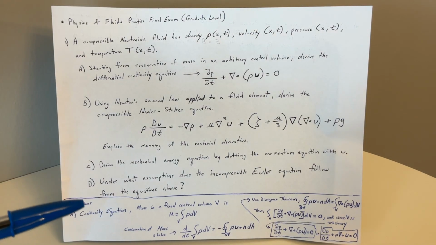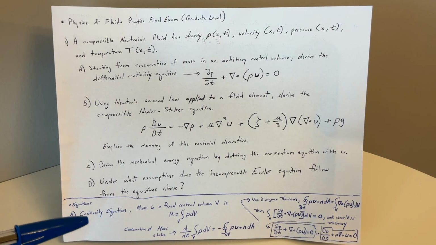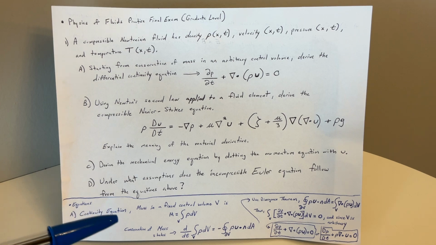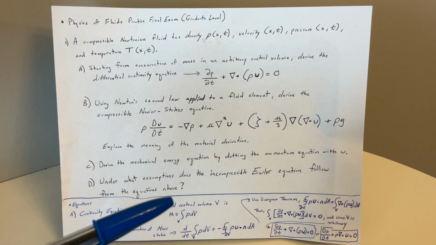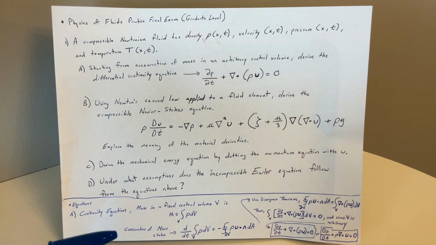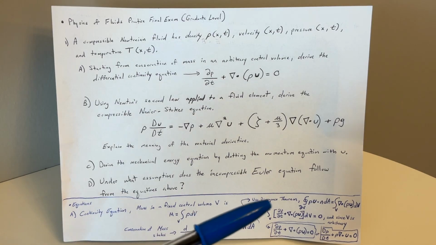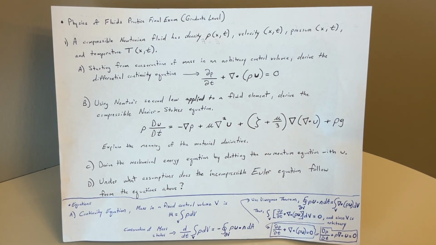Okay, so for the equations here, starting with the continuity equation for part A, mass in a fixed control volume V, m equals the integral over V of rho dV. Conservation of mass states that d/dt of the integral over V of rho dV is going to equal the integral of rho u dot n dA. We're going to use the divergence theorem here.